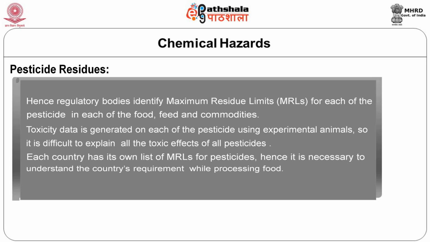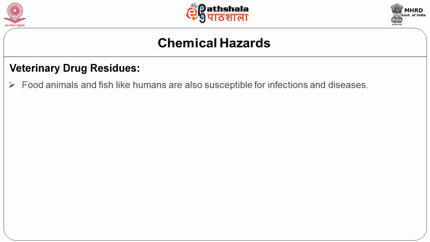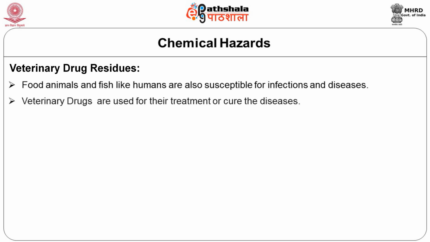Each country has its own list of MRLs for pesticides, hence it is necessary to understand the country's requirement while processing food. The other type of residues that we get in food are called veterinary drug residues. These are actually food animals; like we humans, they also suffer from diseases, and for control or curing of those diseases, drugs have to be administered to these animals. So, veterinary drugs are used for their treatment or to cure the diseases.